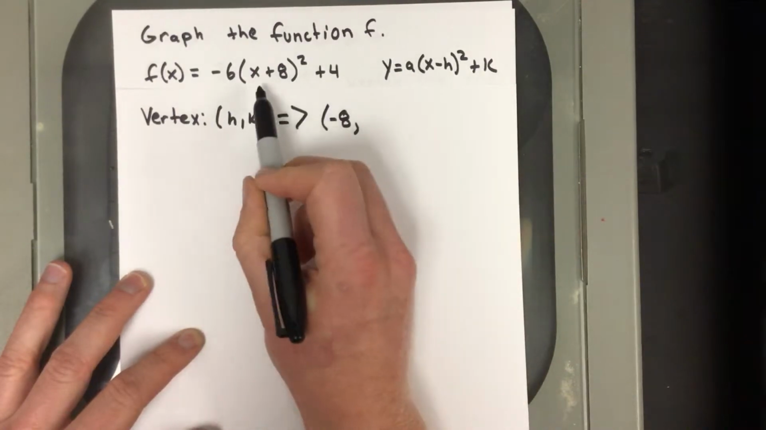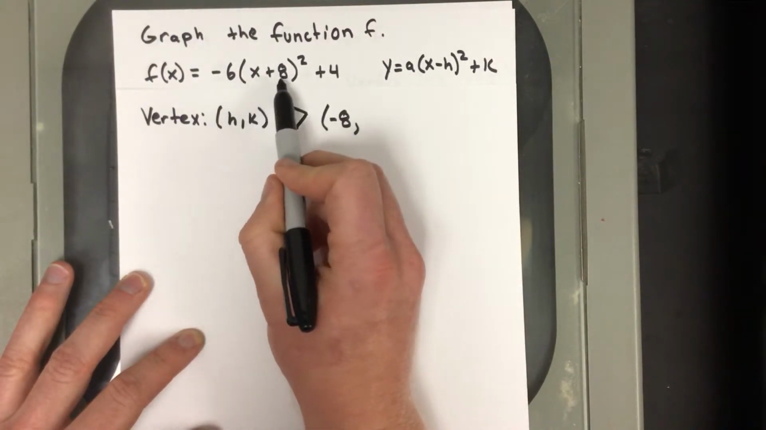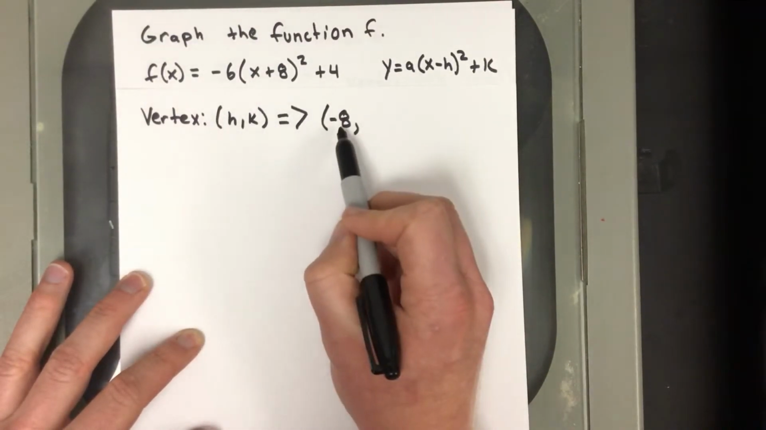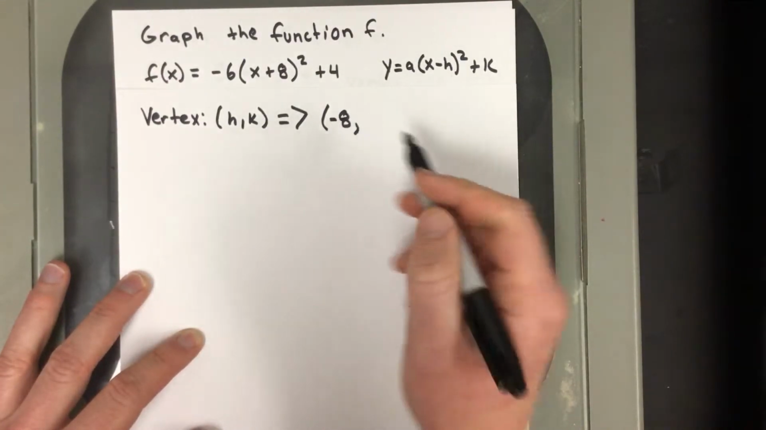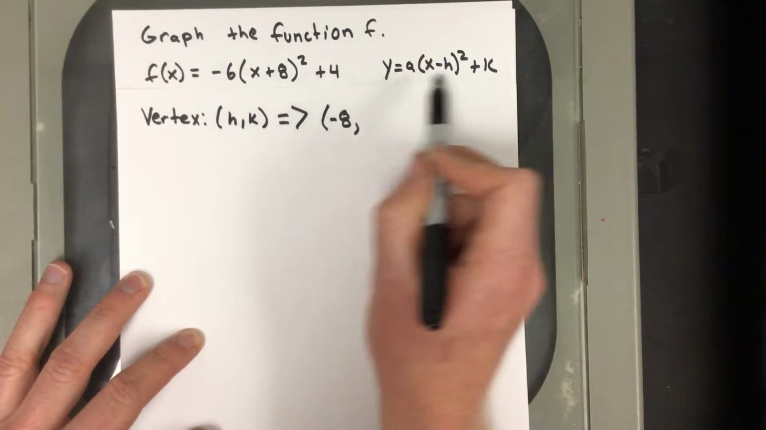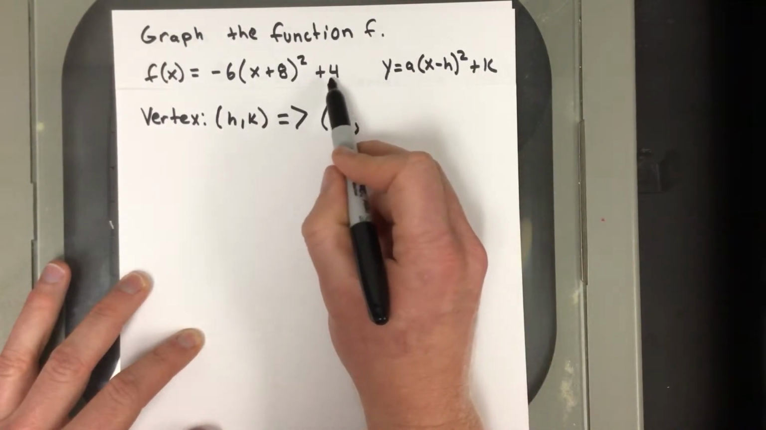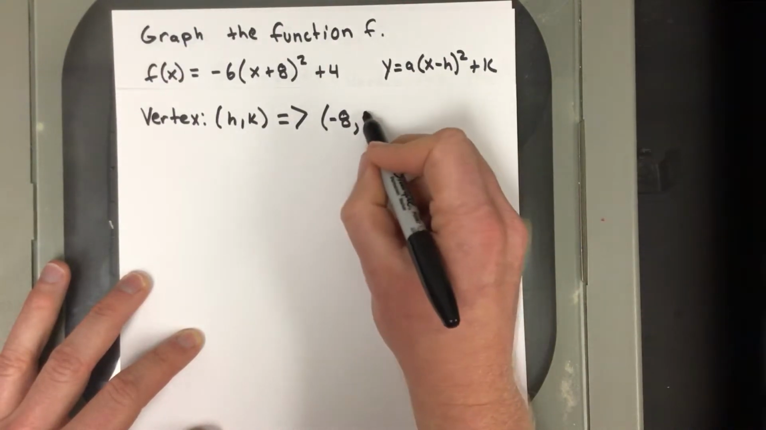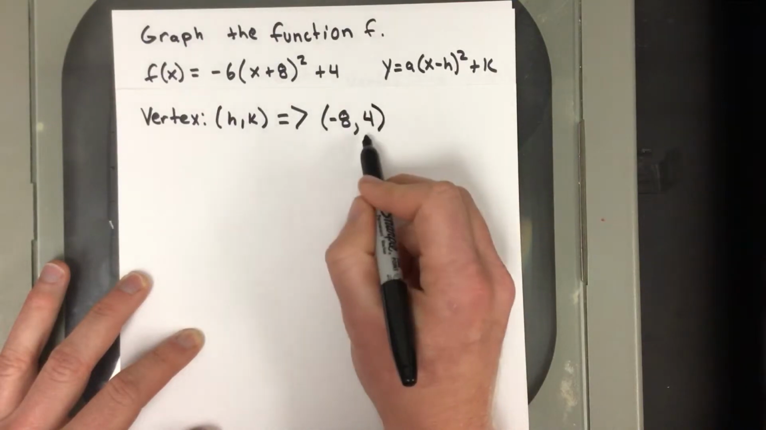plugged in there. The other way I think about this is, what number plus 8 would give me 0? Well, that would be negative 8. So that's going to be our h value right there. So then our k value is the number out here, plus k. Well, that's plus 4, so that means k was 4. So our vertex is actually (negative 8, 4).